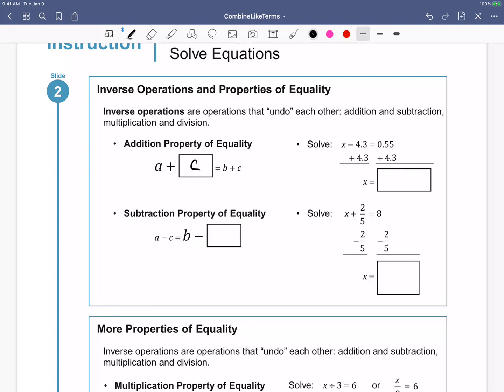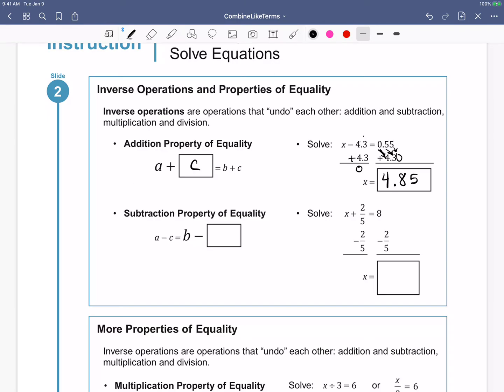I have x minus 4.3 equals 0.55. So if I do the opposite and I add that 4.3, 4.3 plus negative 4.3 is going to give me a 0 over here. But when I add it up over here, I don't really like the way they line it up, because this 0 matches with this 4, and that 5 matches with that 3. So this 5 actually has a 0. So that's going to be a 5. 5 plus 3 is 8. And my 4 is going to stay the same.